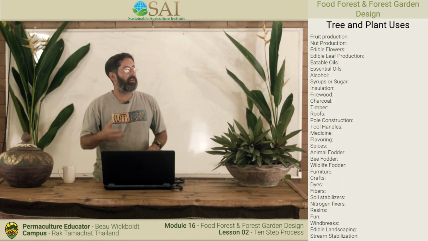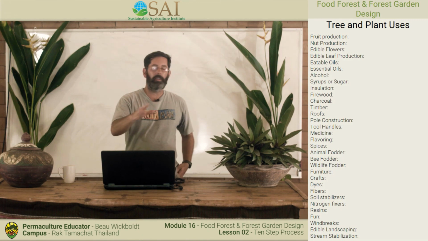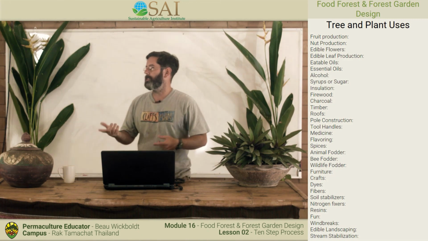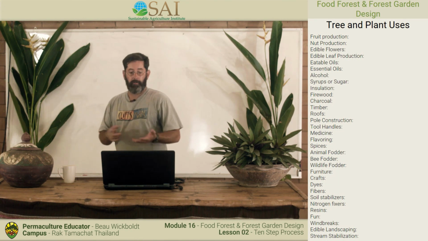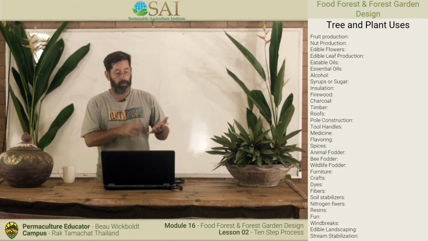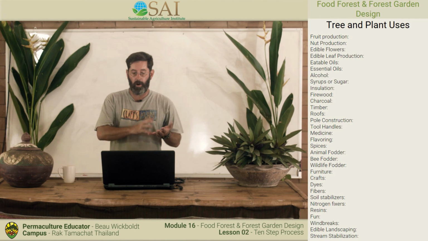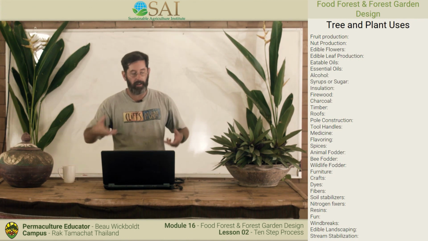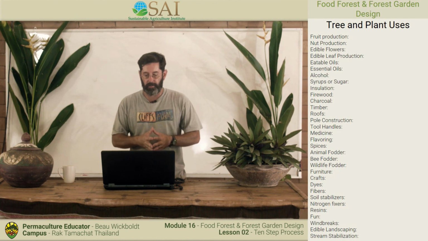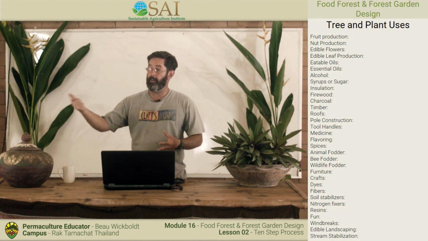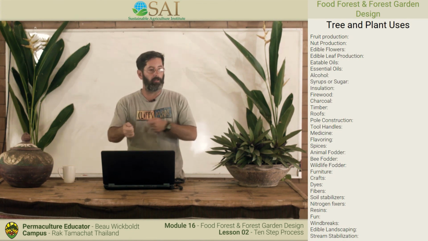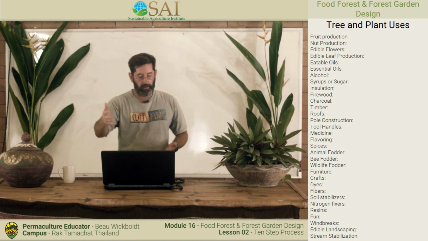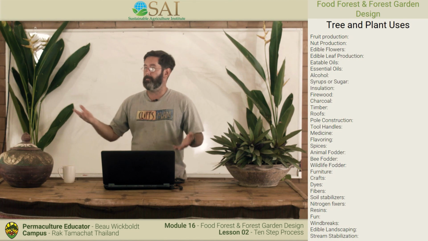So if we look at a food forest, it's interesting that we can do this, but what can we do with all of these trees and plants? What do we do with these things, right? So I could have fruit production, right? Edible flowers, oils, alcohol, insulation, charcoal, roofs, tool handles. I could add flavors to my foods through herbs, animal fodder, wildlife fodder. I could have crafts that I use it to make crafts, arts and crafts, fibers for my clothing. I could fix nitrogen. I could just have fun within my food forest.